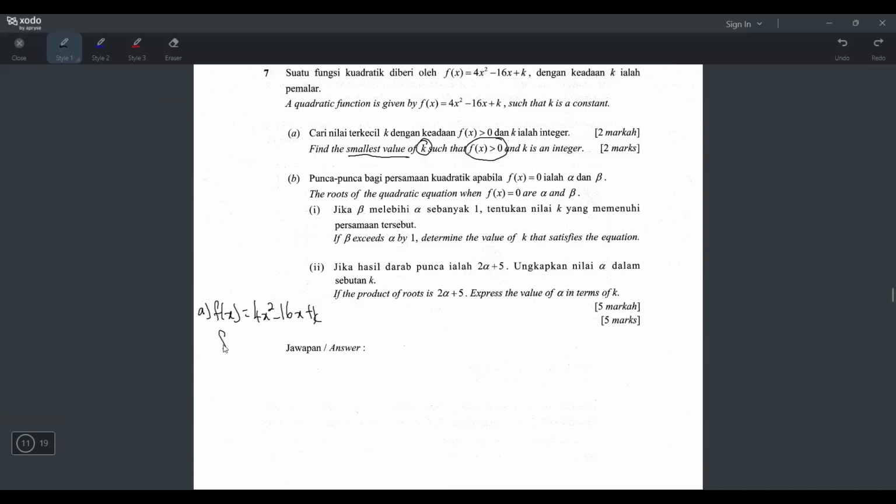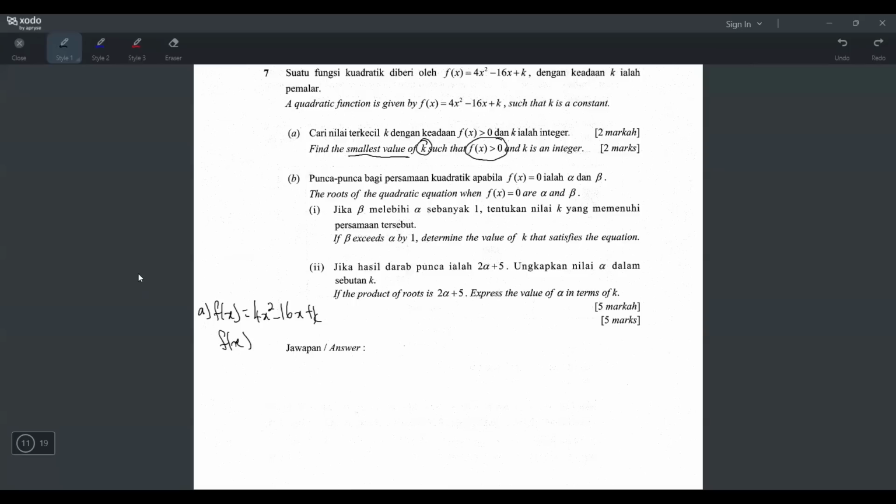So most students, they will do it like this. They will just think, okay, f(x) bigger than 0, it means 4x squared minus 16x plus k bigger than 0. But if you do it like this, you realize that you can't find k, right? Because you cannot solve this. Because you cannot find k and you cannot find x also. Okay? Okay, so this is not the correct way. Because you cannot continue from here.